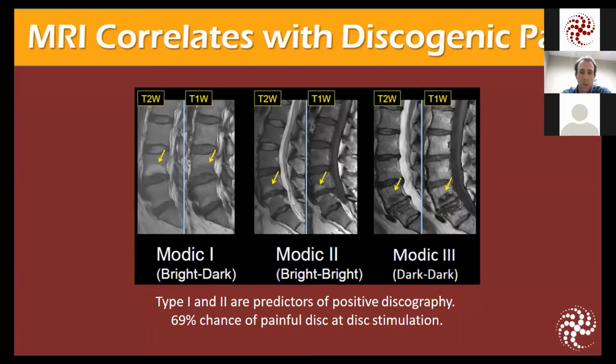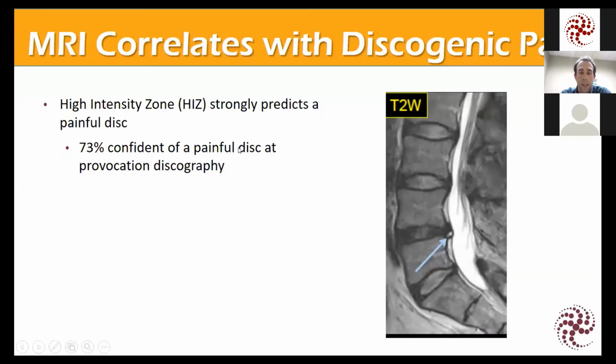Now, there are a few MRI findings that correlate with positive discography. These correlates are Modic changes. Sometimes if we get an MRI and see bright signals in the end plates just adjacent to the disc, that has a higher correlation with discogenic pain. And then also the posterior high intensity zone I mentioned earlier. You see these bright signals in the back of the disc, and that also has a higher correlation with discogenic pain.